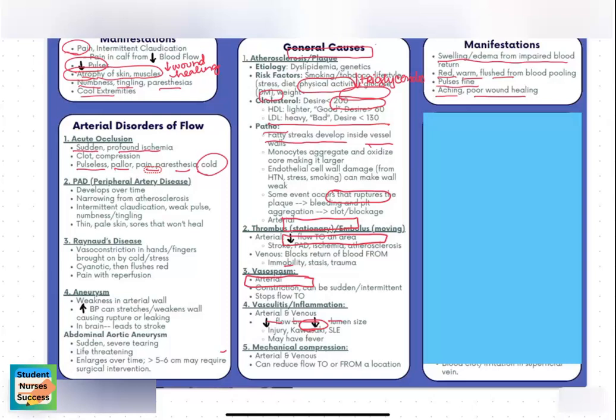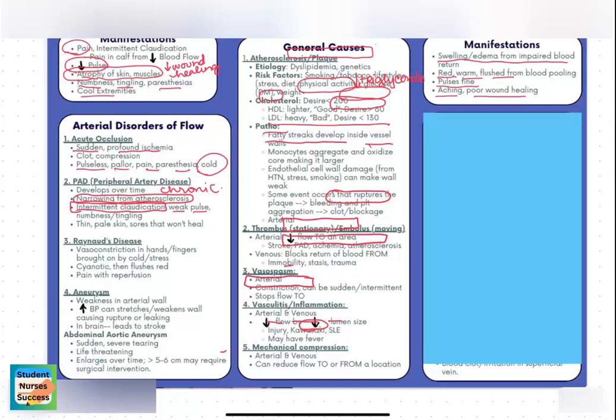Peripheral artery disease is another arterial flow disorder. Peripheral artery disease is chronic, and it's usually from ongoing development of atherosclerosis and a narrowing of arteries. With peripheral artery disease, it does develop over time, and the narrowing just continues to get worse and worse. Patients will complain of pain, numbness, tingling, weak pulses as well. The pain they often complain of is something called intermittent claudication.